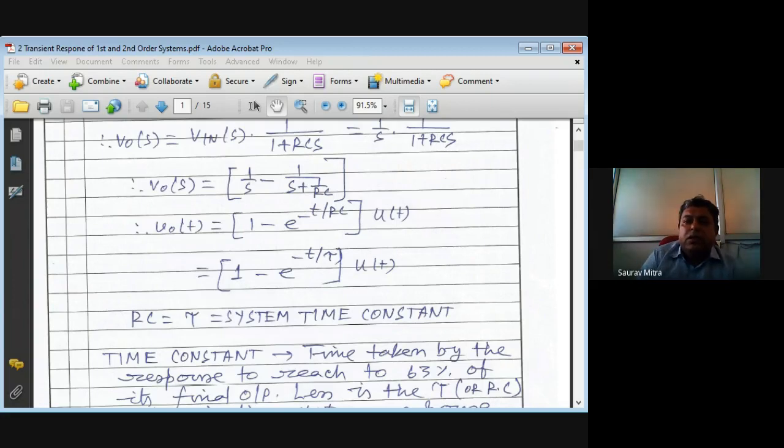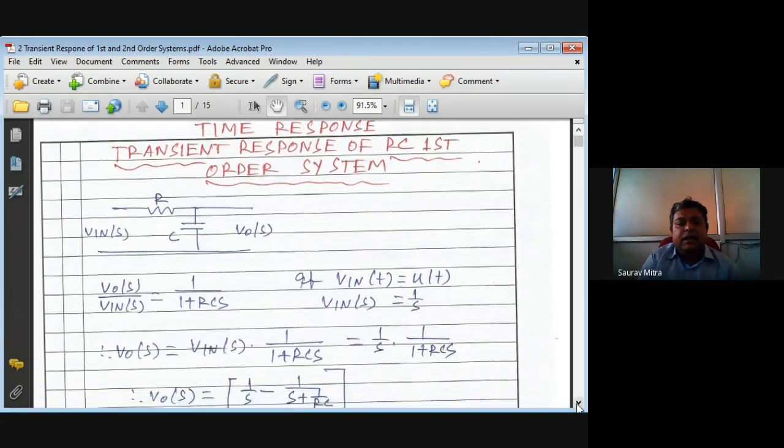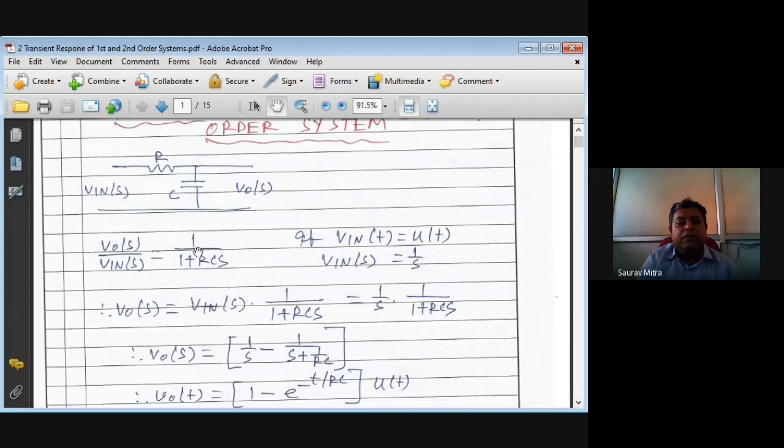So I'm going to show you the same thing, whatever we have just done. This is the same RC first order circuit, V in S and V output S, and then I'm finding V output by V in as 1 by 1 plus RCS. Now V in is equal to u(t), so V in is equal to 1 by S, so V output is V in into 1 by (1 plus RCS), so 1 by S into this.